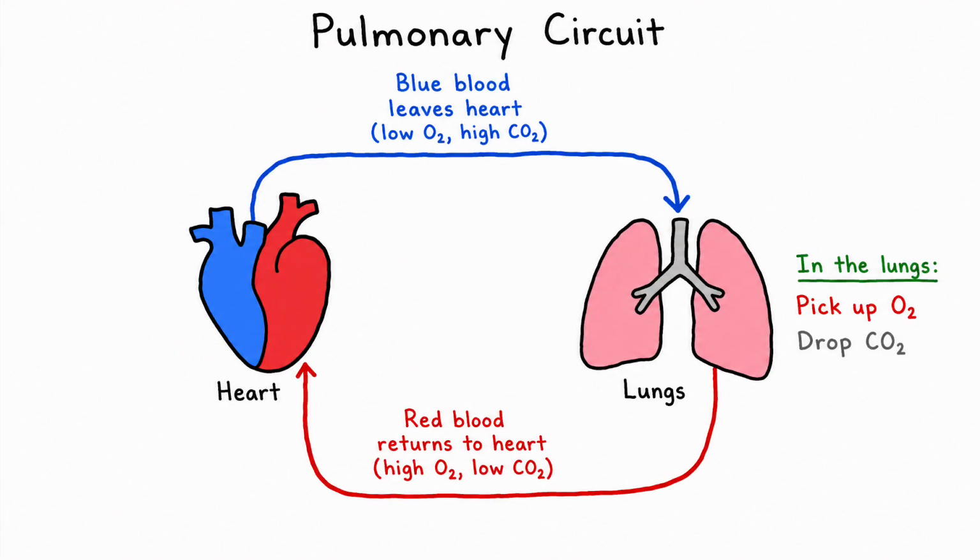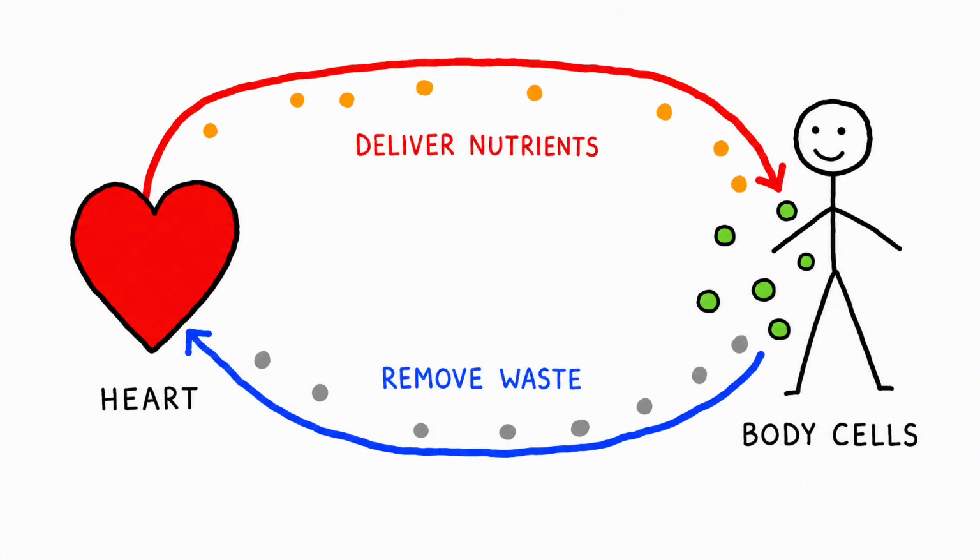First, the pulmonary circuit is going to transport oxygen-poor blood from the heart to the lungs and back to the heart. In the lungs, the blood picks up oxygen and drops off carbon dioxide. The systemic circuit is going to transport oxygen-rich blood from the heart to all body cells and back to the heart. Blood is going to deliver nutrients to the cells and remove the wastes, moving the waste back to the heart.